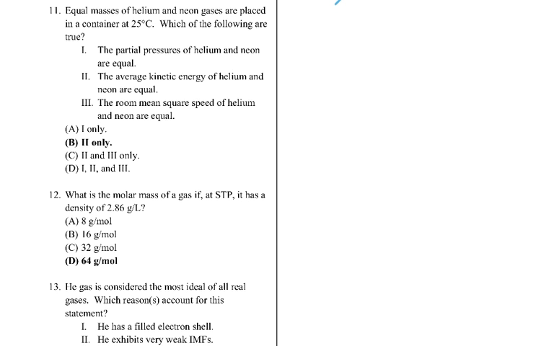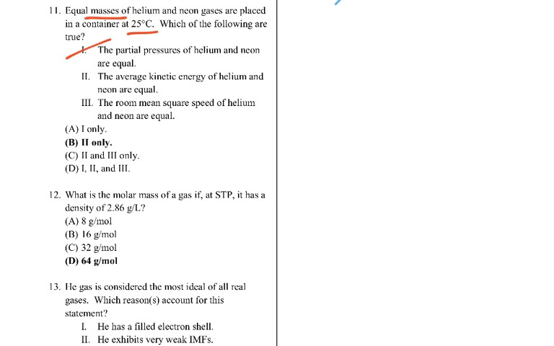Number 11, equal masses of helium and neon are placed in a container. Which of the following are true? They're both at 25 degrees. Okay, the partial pressures of helium and neon are equal. If I have equal moles of helium and neon, then I would say yes, that's true, but I have equal masses. So that's not the same thing. I'm going to have a lot more helium particles than I have neon particles. So the partial pressure of helium would be greater. So one is not true.